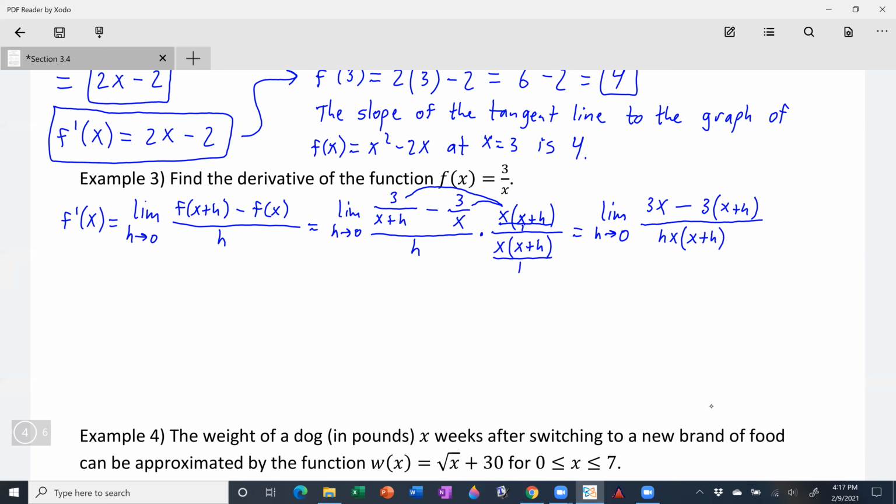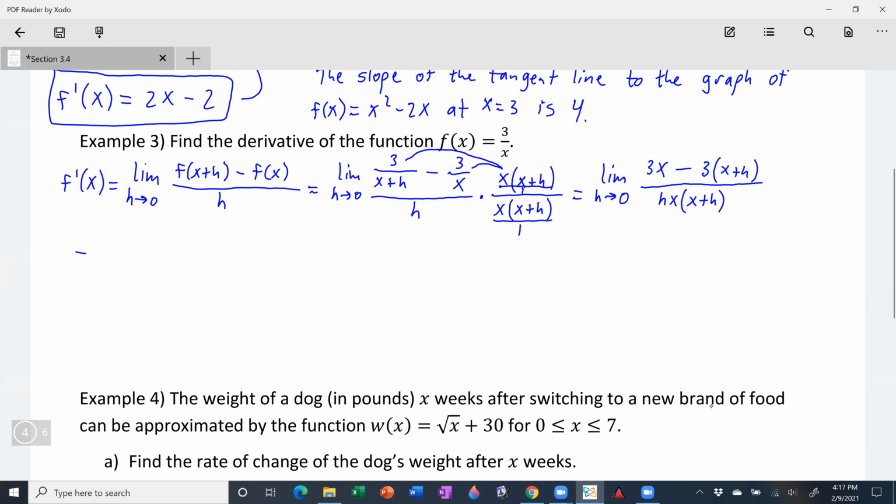Okay, so a little bit of a chaotic mess there to clear those fractions, but now there should be some nice reducing. So we'll have the limit as h goes to 0. And then up here, let's distribute that. We'll have 3x and then minus 3x and minus 3h over hx times x plus h. Okay, so notice 3x and minus 3x are gone.